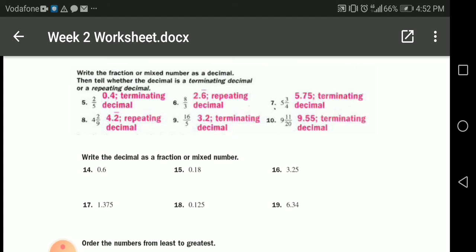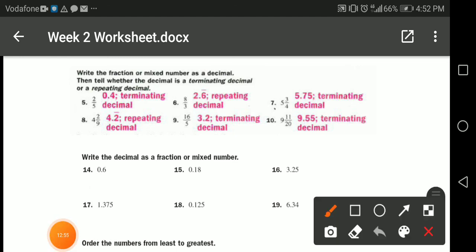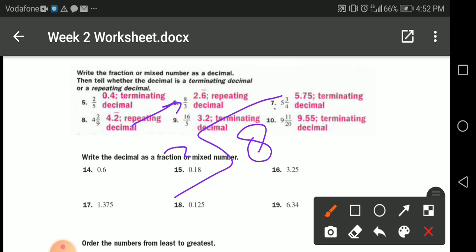What about the repeating decimal you are talking about, Miss Dina? Let's see together. I have here 8 divided by 3, because the fraction bar means divided. 8 divided by 3, guys, how can we solve it? The nearest thing is what? 3 times 1, 3. 3 times 2, 6. 3 times 3, 9. So I'm going to take 2. 2 times 3 gives me 6, right? Then subtract. It gives me 2.